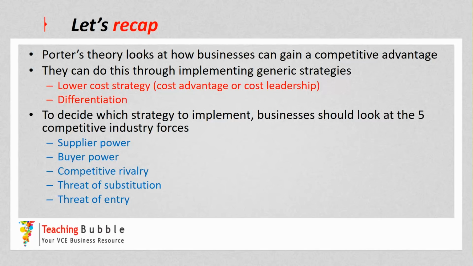Now, apologies that this video was longer than normal. However, there was quite a bit that we needed to cover in this theory. So we've just gone through the basics, and hopefully this video really helped you understand the basics of Porter's generic strategies.